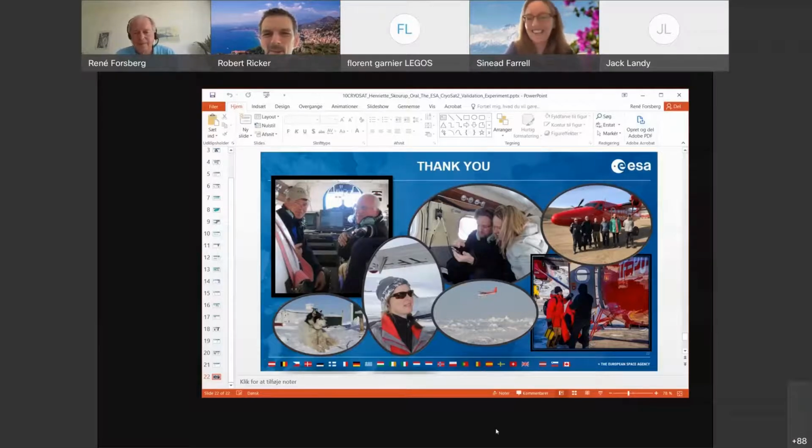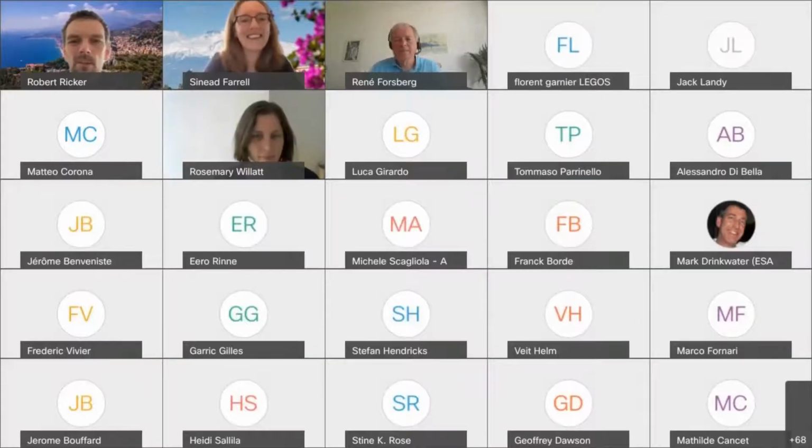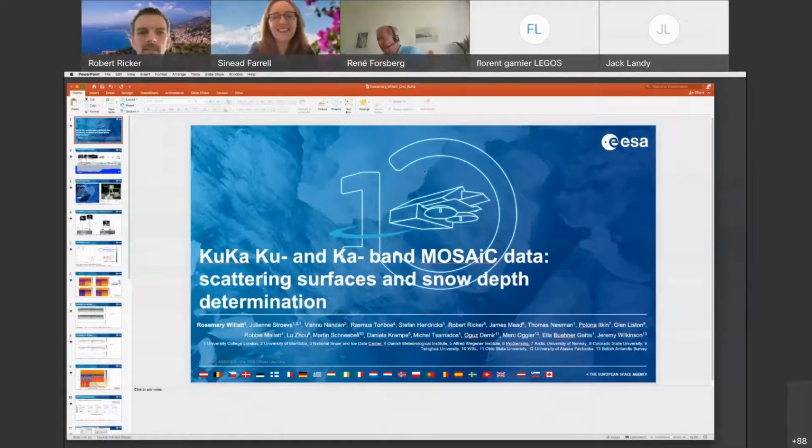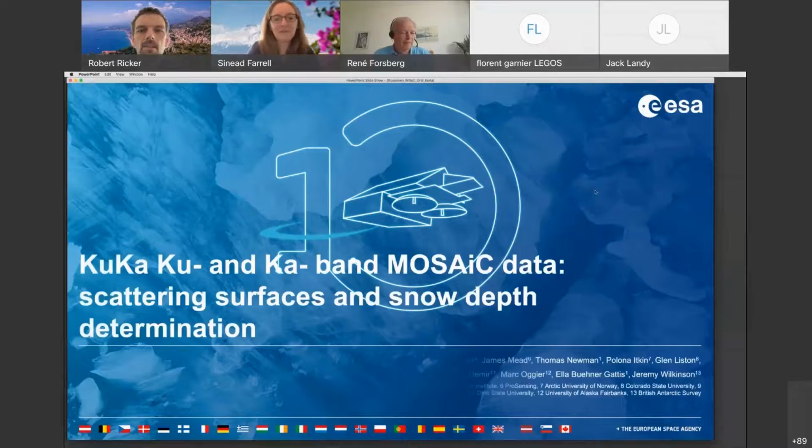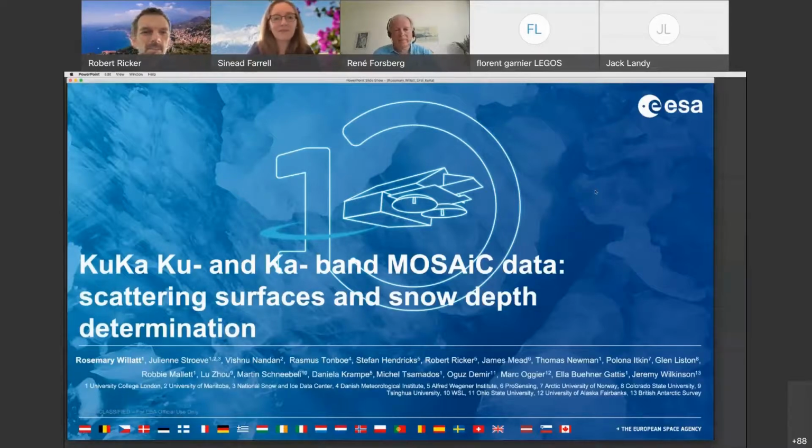So we'll come to the last speaker, which is Rosemary Willett from UCL London, and she will present really fresh results from the recent Mosaic campaign, which ended last year, which I also participated in. It's going to be really fascinating to see the first results. So she's presenting on investigating Ku, Ka band radar penetration and scattering in an evolving snow depth during the Mosaic campaign. Hello, Rosie.